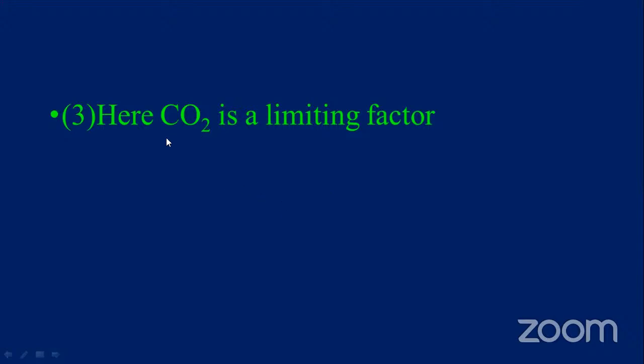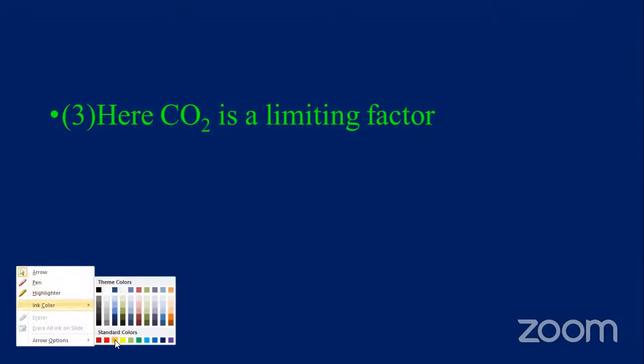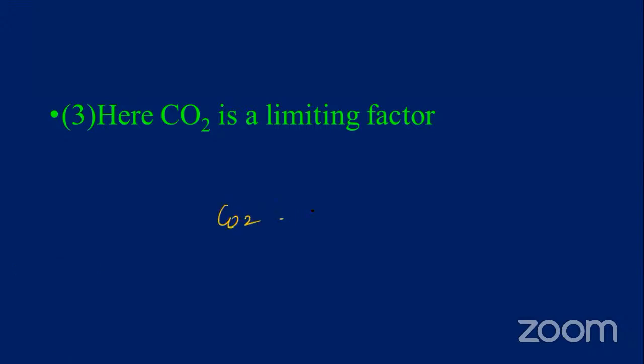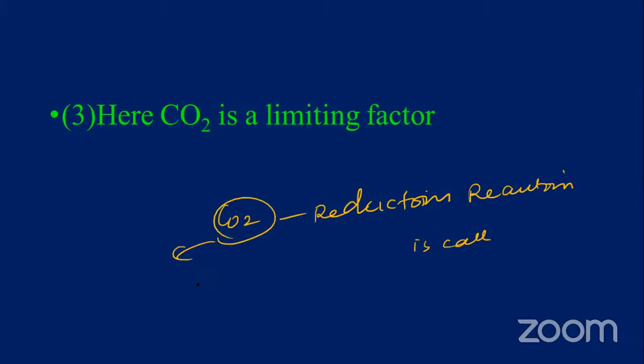Why? The carbon dioxide assimilation process, otherwise called the carbon dioxide reduction reaction, is called photosynthesis. Because carbon dioxide is reduced to give carbohydrate. So the carbon dioxide is the limiting factor. Don't forget.